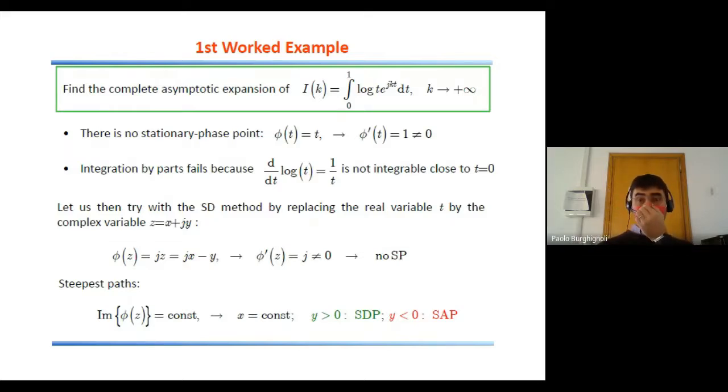Now, since we have a Fourier exponential, our first idea could be to try with the stationary phase method. However, the phase being given by the function phi of t equal to t, if you differentiate the phase in order to find the stationary points, and I recall that the stationary points are those where this first derivative is equal to 0, you will discover in this case that the first derivative is never 0, since it is equal to the constant 1. So we have no stationary phase points. Now you could also integrate by parts, given the finite range.